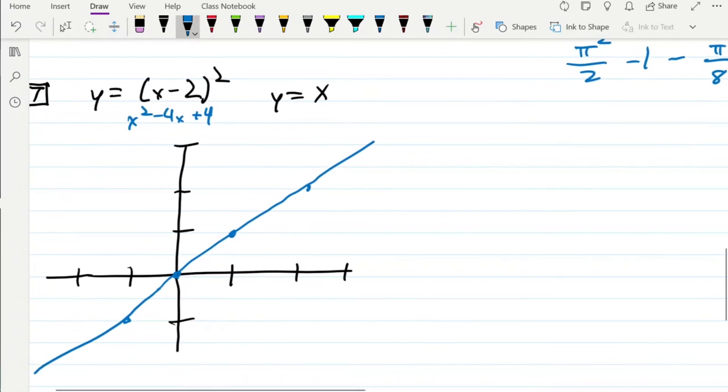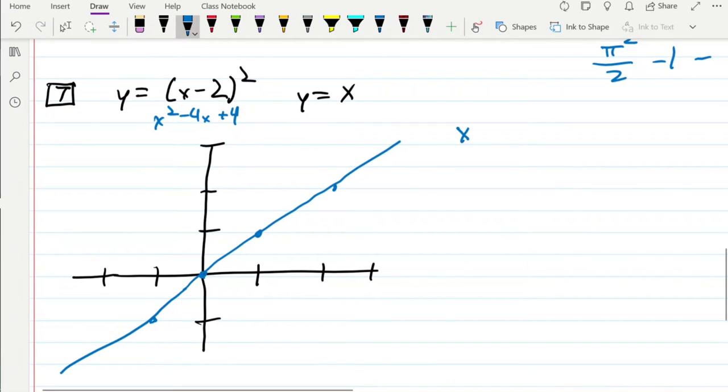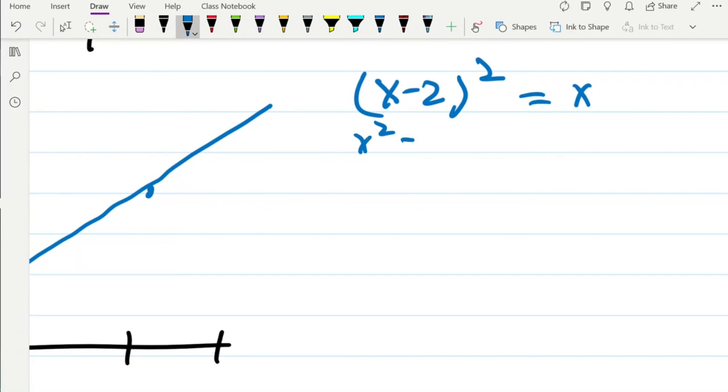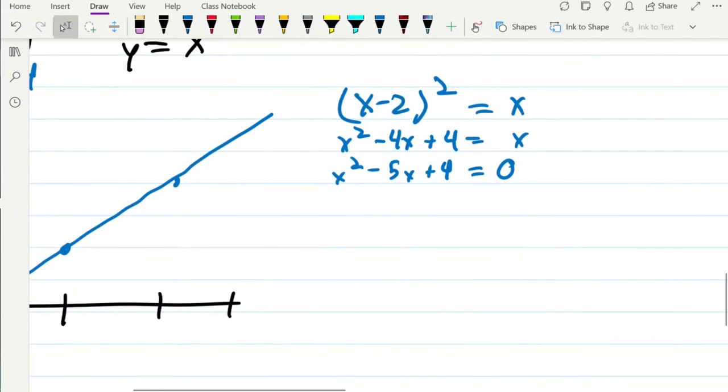You know what, let me set these equal to each other. So we're going to have x minus 2 squared equals x. So x squared minus 4x plus 4 equals x, minus 1x over, so x squared minus 5x plus 4 equals 0. And then let's see, can we factor this? Well, I can take an x for x minus 5 and set that equal to opposite 4, but that doesn't really get where we want to go.